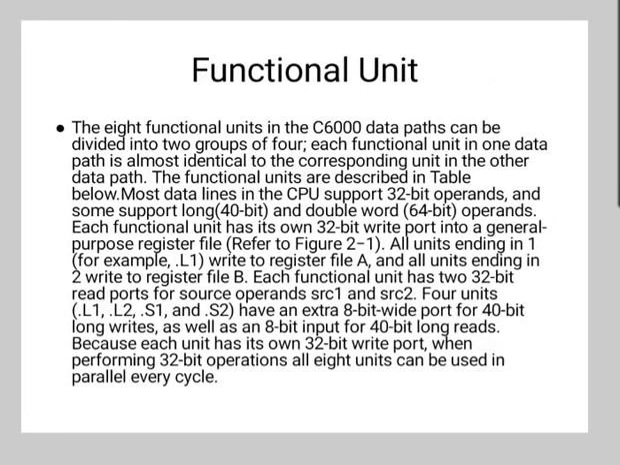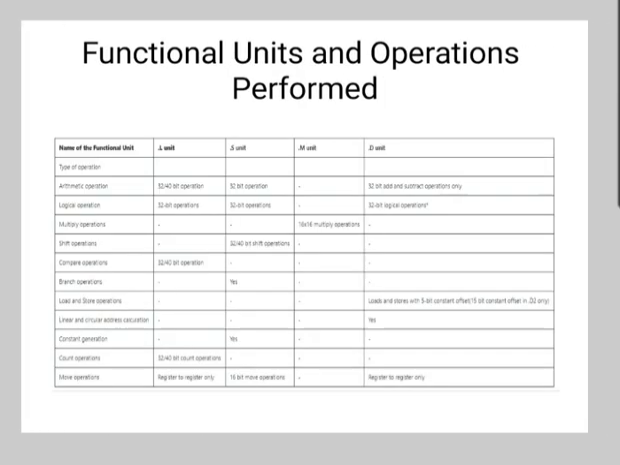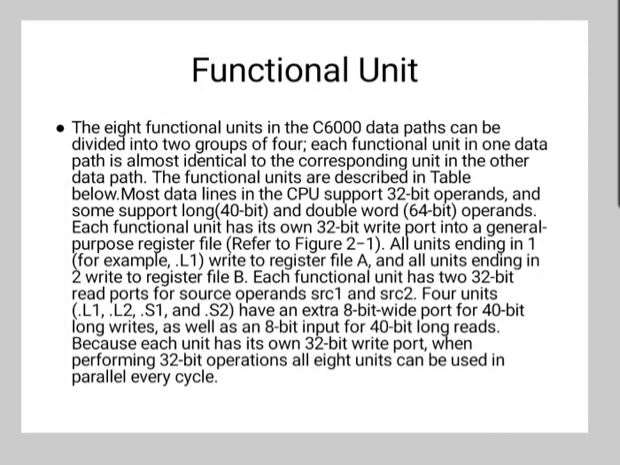Next is the functional unit. The 8 functional units in the C6000 data path can be divided into two groups of 4. Each functional unit in one data path is almost identical to the corresponding unit in the other data path. The functional units and operations performed are shown in this table.